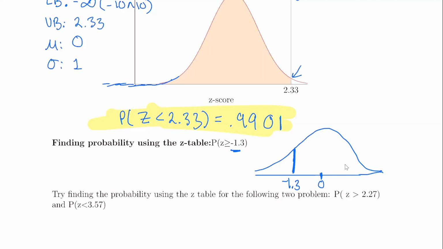All right. If you look at it, it says the probability should be greater than or equal to negative 1.3. It's pointing to the right-hand side, so that means we shade the right-hand side. And we're going to figure out what the lower bound is, the upper bound, mu, and sigma. Any question in regard to the drawing so far?